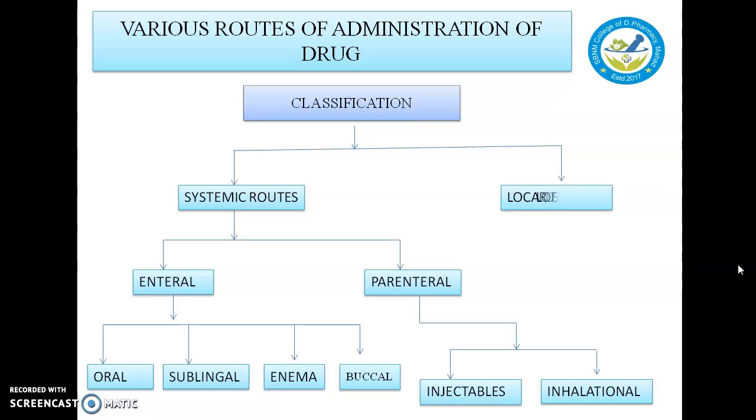Local route. In this route, the drug is administered topically or directly to the surface of the skin. This includes topical dosage forms such as creams, ointment, lotion, gel.